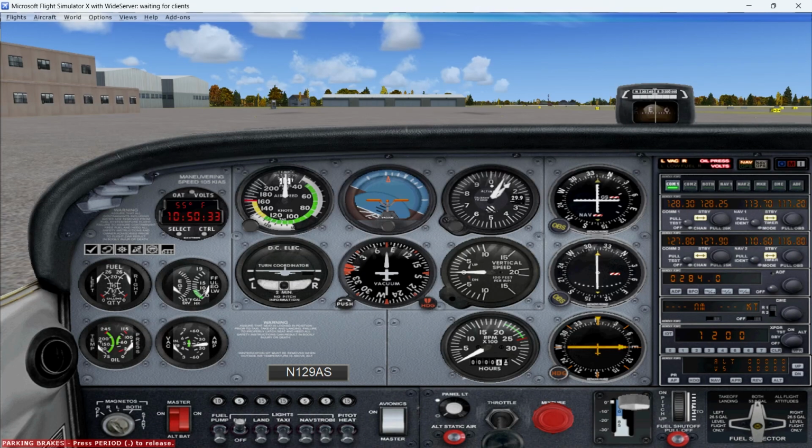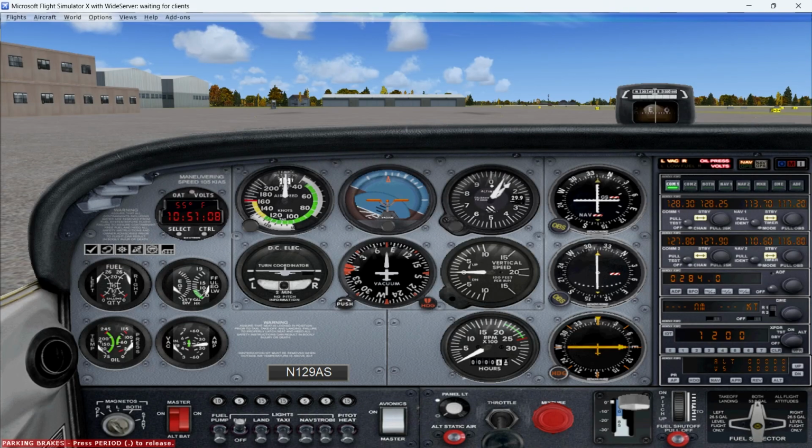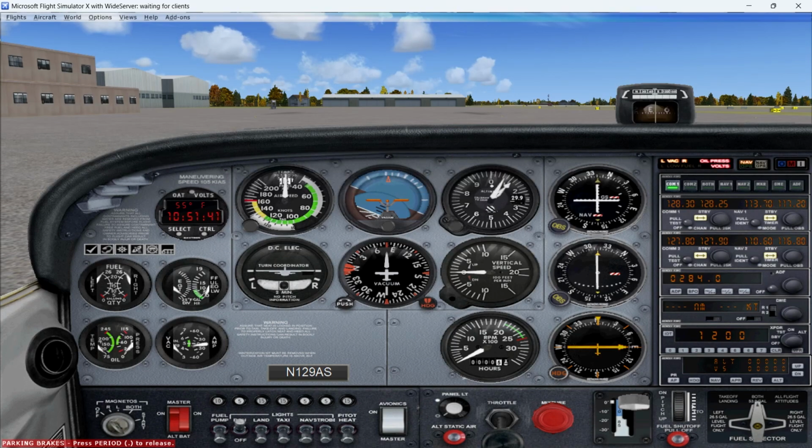Also, at the top of the clock, you'll see the outside air temperature gauge, which in this case shows 55 degrees Fahrenheit. The next gauge is the fuel tank indicator. This simply shows the amount of fuel in both of the tanks of the Cessna 172. Next to it, we have the EGT and fuel flow gauge. These monitor the exhaust gas temperature of the engine and allow the pilot to set the optimal fuel and air mixture for the aircraft's altitude and power settings. The fuel flow gauge shows the amount of fuel burned in gallons per hour by the aircraft's engine.